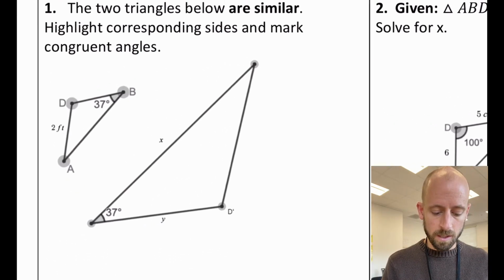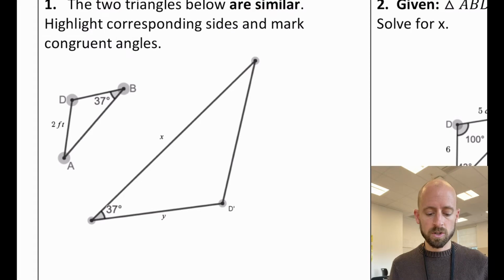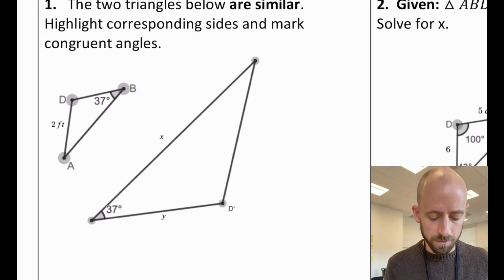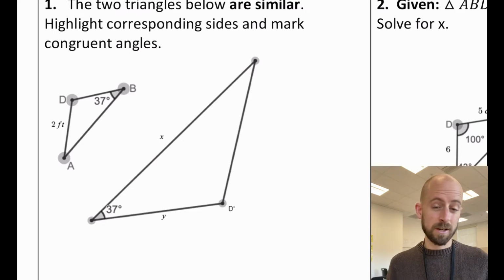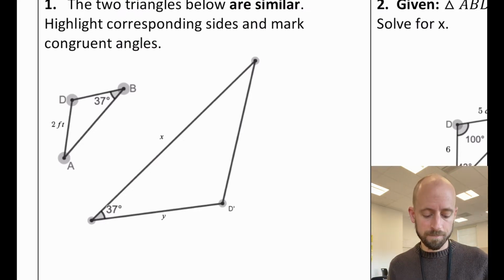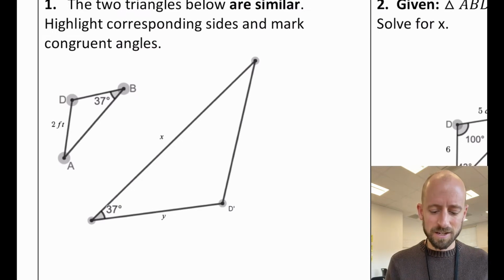Problem number 1. Two triangles below are similar. Okay, fair enough. Highlight corresponding sides and mark congruent angles. All right, fair enough. So we need to use some clues here to figure this out. I put a few really subtle clues in there, and I threw some curveballs in there just to mess with you to see if you can pay attention to it.